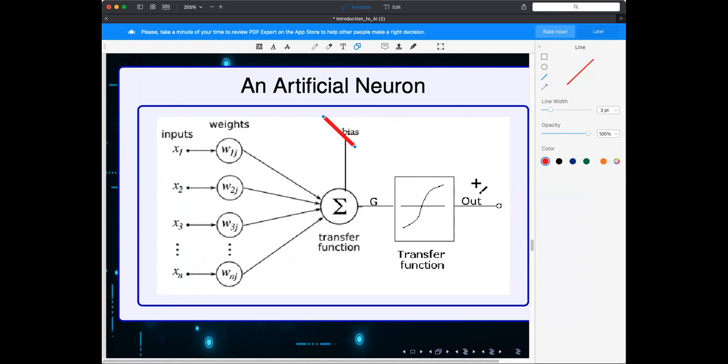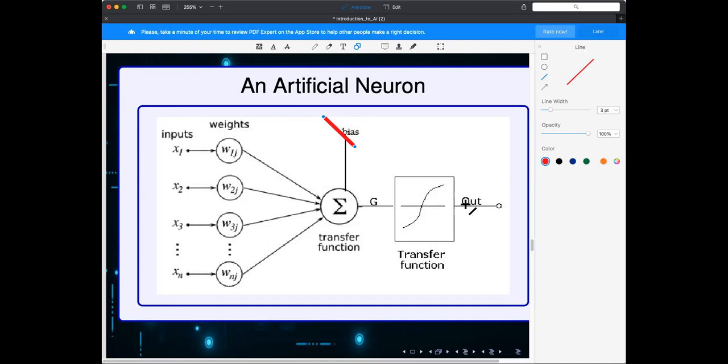We call it a transfer function. It's a function, just like any function. You give the function an input, you get an output. That's the output of the neuron. Okay, one neuron.